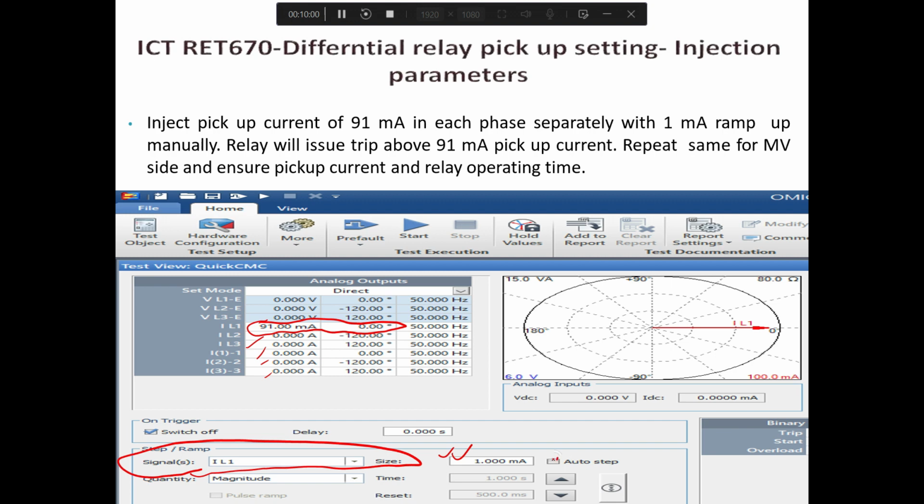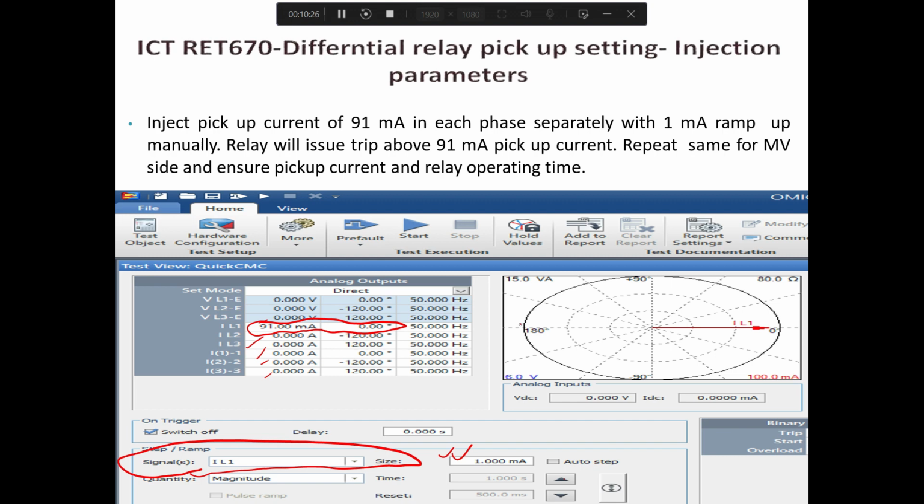You can select either auto step, or you can click this every time you want to increase the current, and then see whether the relay issues a trip command or not. So once the relay issues a trip command, we have to note down that current value at which the relay operated, and that will be the pickup for HV side single phase fault.